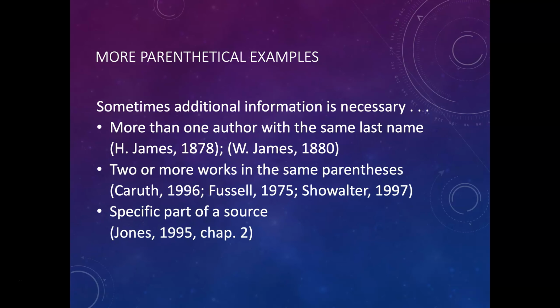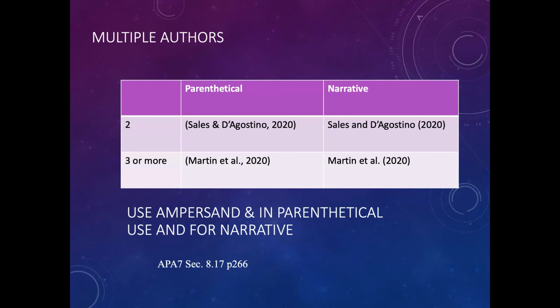Here are several more parenthetical examples. You might have two authors with the same last name, so you'll include a first initial. You might have a parenthetical citation with multiple sources all citing the same fact. You would include it this way. You might also have a source that does not have page numbers, so you may select a chapter number instead. If you have multiple authors, use an ampersand in the parenthetical and the word "and" in the narrative form of the citation. When you have three or more, it is et al., period, comma, and then the year.